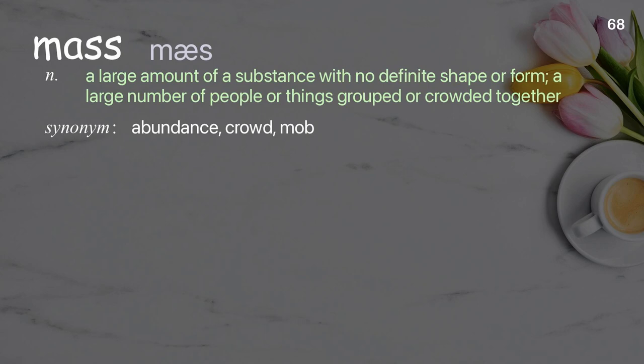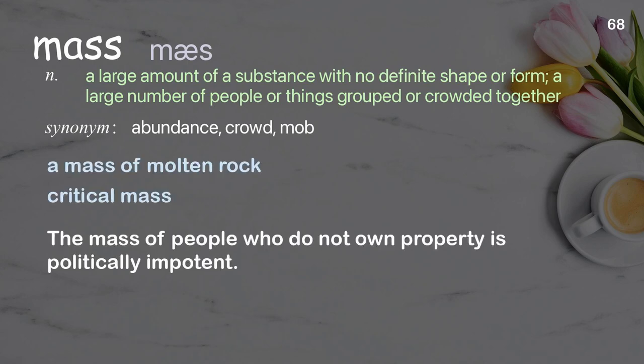Mass. A large amount of a substance with no definite shape or form, a large number of people or things grouped or crowded together. Examples: a mass of molten rock, critical mass. The mass of people who do not own property is politically impotent.